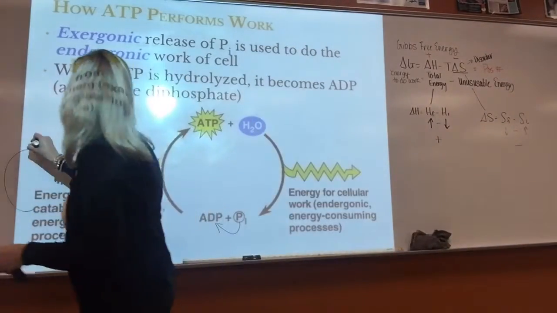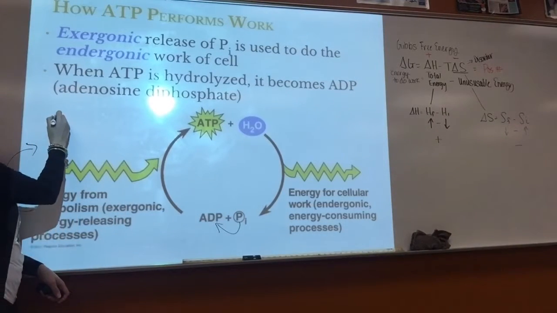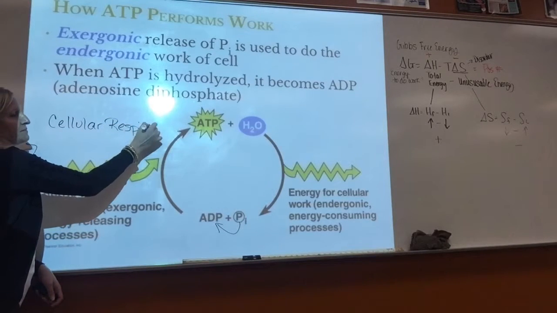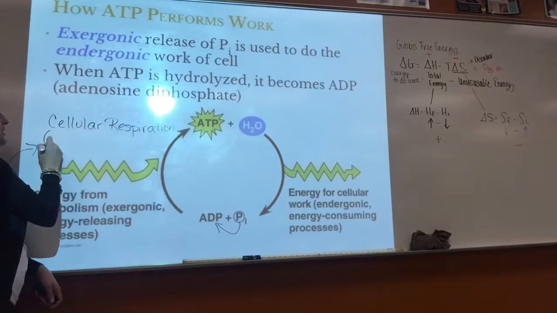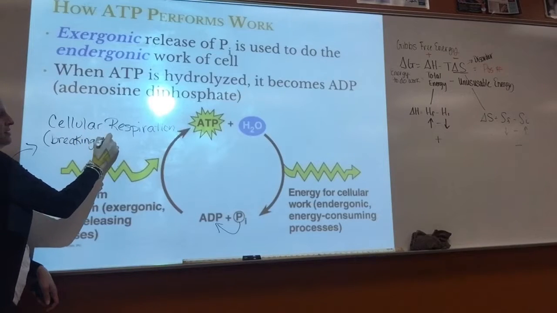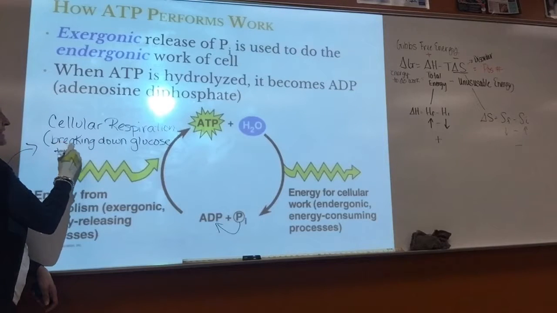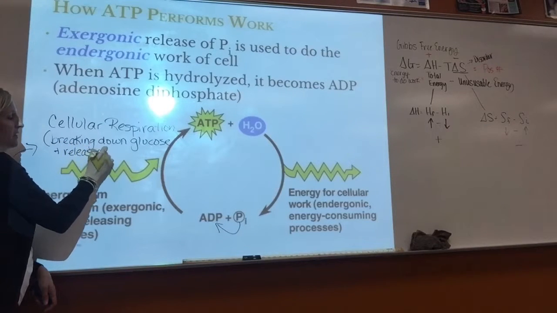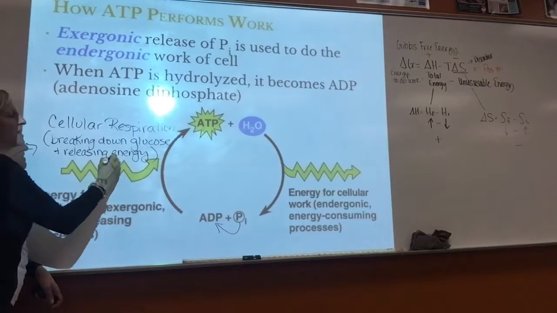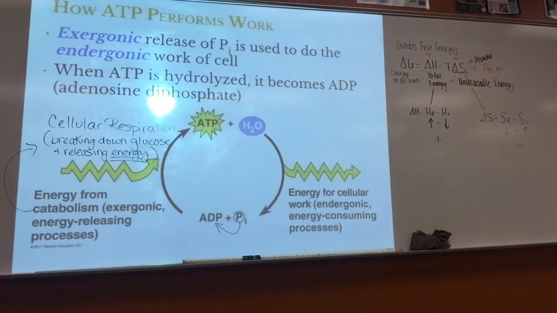So let me explain what the big reaction that provides the energy to make ATP is, and we talked about it earlier today: cellular respiration. Cellular respiration, we'll put in parentheses here, is breaking down glucose and releasing energy. This is an exergonic reaction, the opposite of photosynthesis. This energy released is the energy that's needed to put the phosphate back onto ADP.